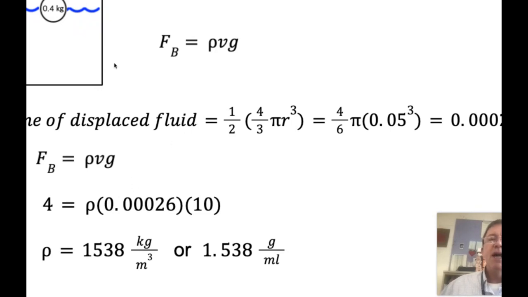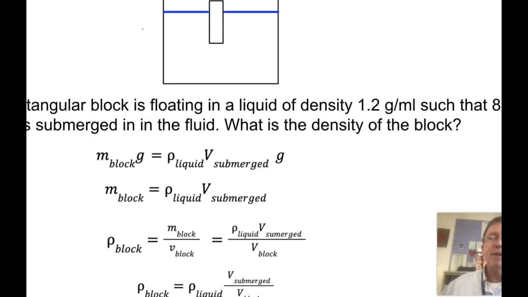So that I can then substitute for V. I know what g is. I know what the buoyant force is. And now I find that the density of fluid is 1,538 kilograms per cubic meter. Or if I divide it by 1,000 to get grams per milliliter, I find 1.5. So a little more dense than water.